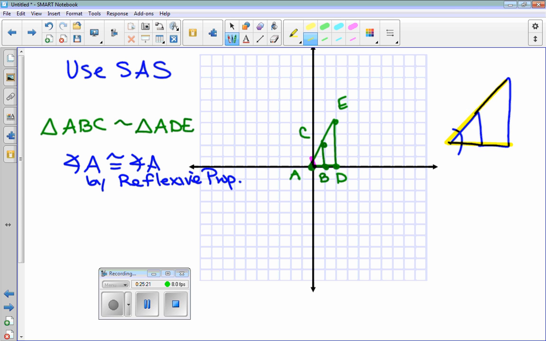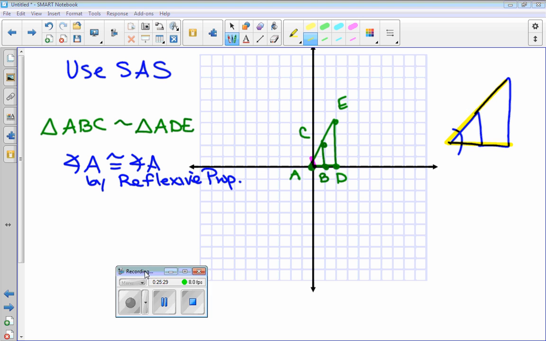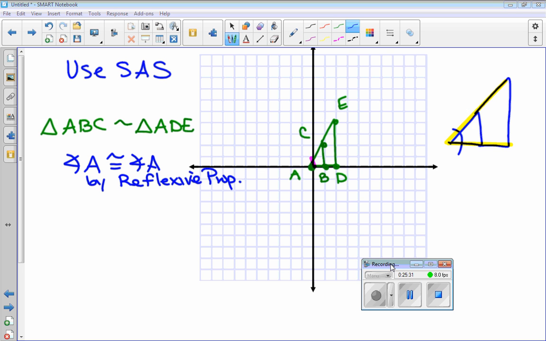AB and AD are very easy to find because I can just do what? I can count. Very good. So I'm going to count the length of AB to be 1 and the length of AD to be 2. Perfect. But how do I find the length of the other sides, the hypotenuses, because these are actually right triangles? What would I do?